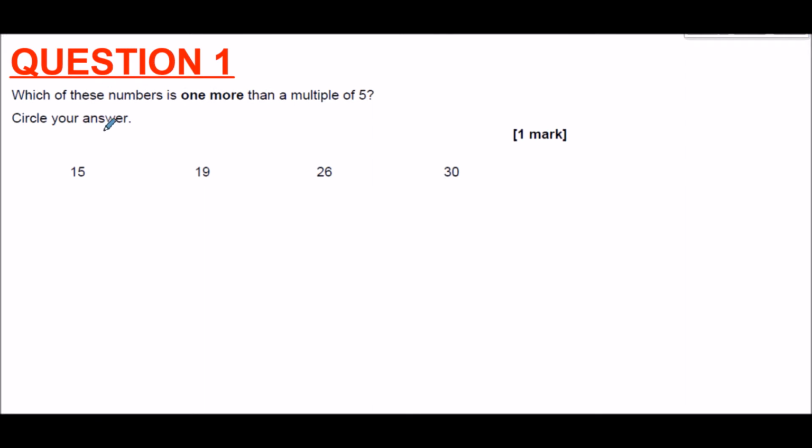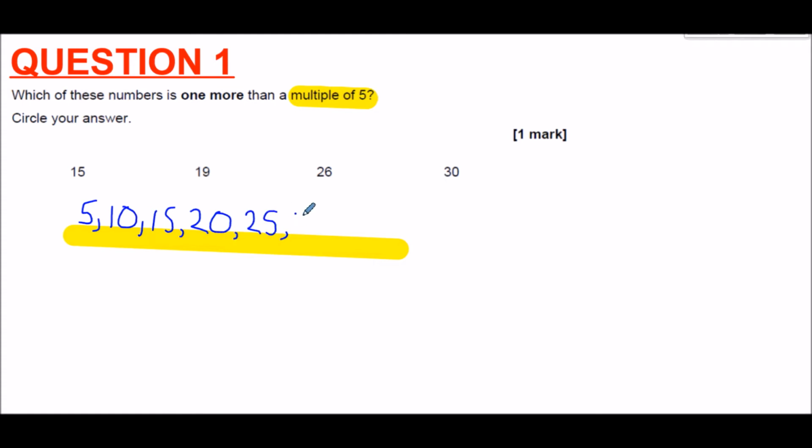Question 1. Which of these numbers is one more than a multiple of 5? So multiples of 5 is just another way of saying the 5 times table. And so numbers in the 5 times table are going to be 5, 10, 15, 20, 25, 30, and 35, and so on, going on forever.